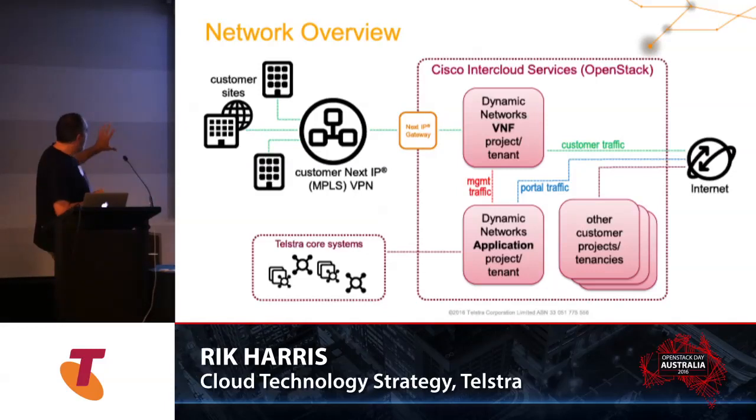Over on the left, we've got the black components here, which are the customer's network. So an MPLS network connected to various different sites for the customer. And that is connected to a gateway, that orange box, the Next IP gateway, and that's a way of connecting an MPLS network into the OpenStack cloud platform. That then connects to a number of tenants within the OpenStack platform.